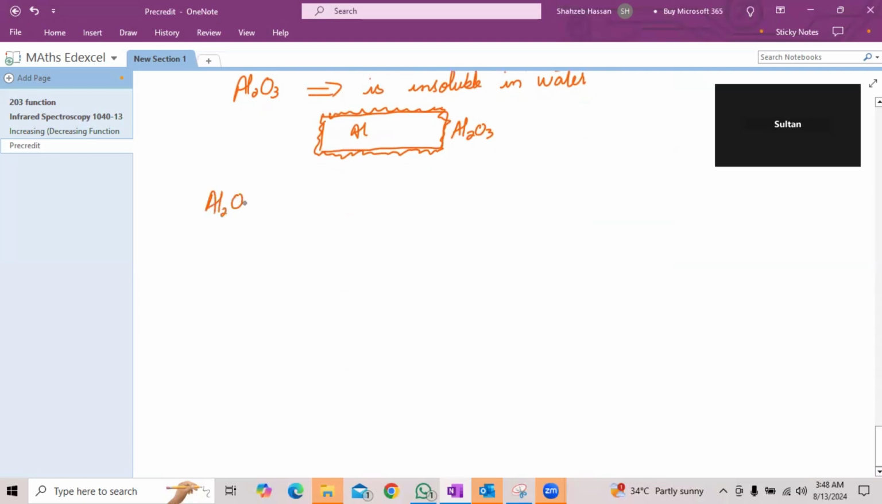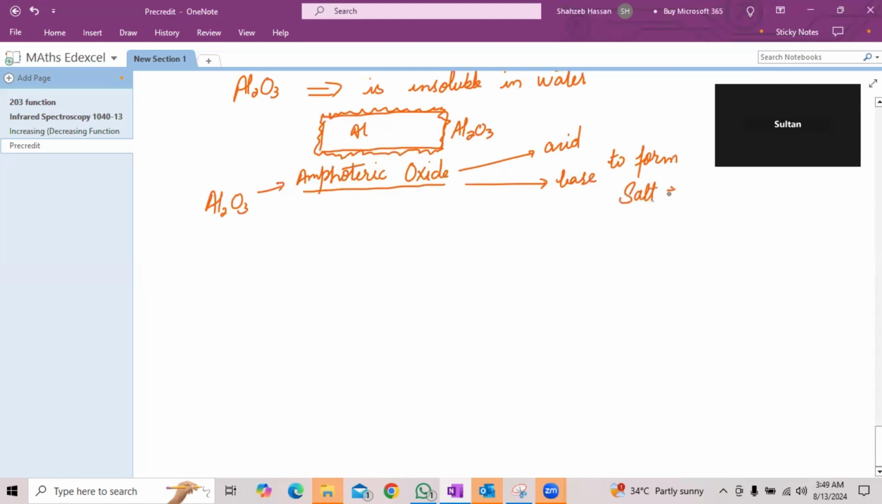Aluminium oxide, we have discussed in grade 11, is basically an amphoteric oxide. Do you remember? Amphoteric oxides are those oxides which can react with both acid and base to form salt and water. Is that clear? That is its unique property. And then what is going to happen around there?